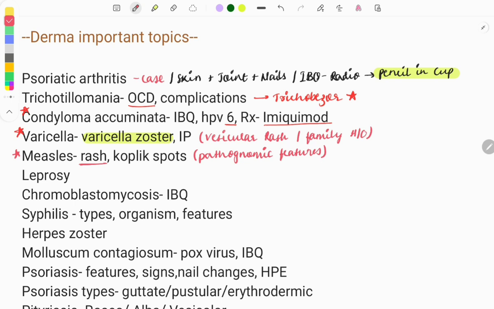Then you need to know about leprosy, the types of leprosy, tuberculoid, borderline, then lepromatous, and image-based questions are asked, and also questions are asked on the treatment.